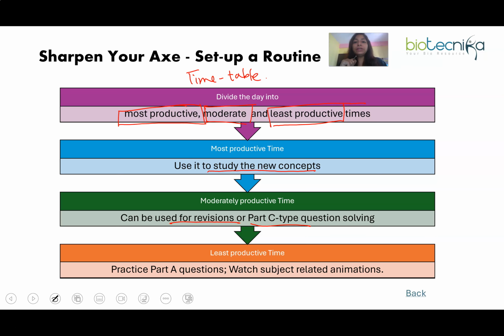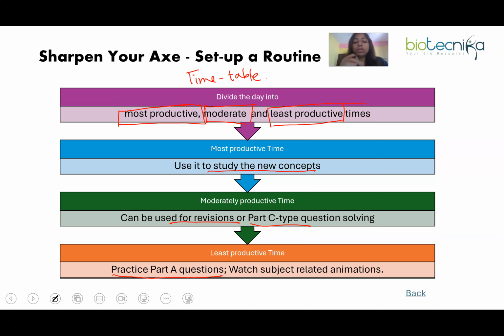Now what can you do in the least productive time? Many students, being life science students, run away from aptitude, they run away from maths, and they skip part A completely. So in the least productive time, please do not do that. Use it to practice part A questions. Okay, develop or put it in your timetable so that every day you use at least 1 hour to 1.5 hours for practicing part A questions.